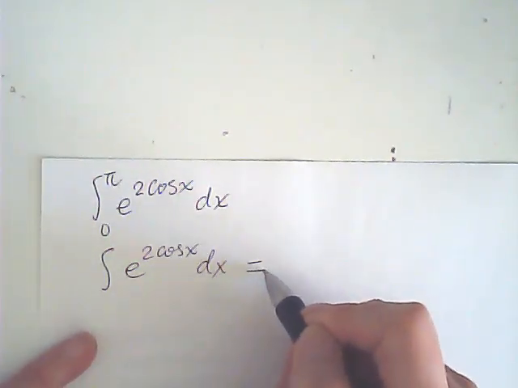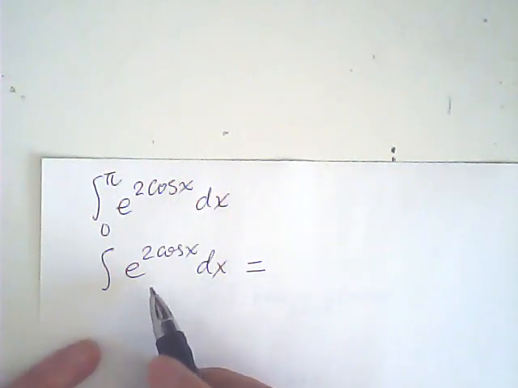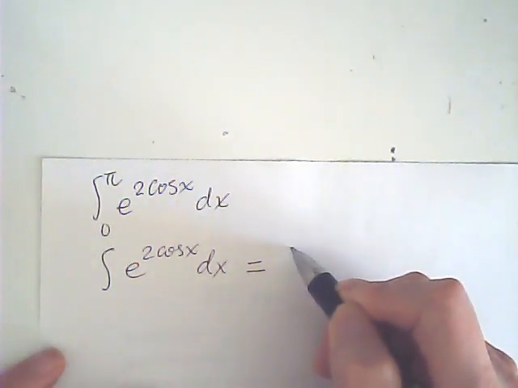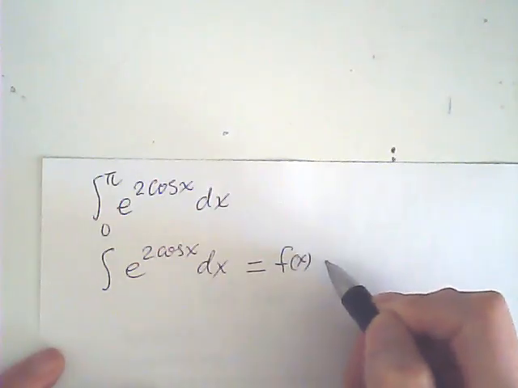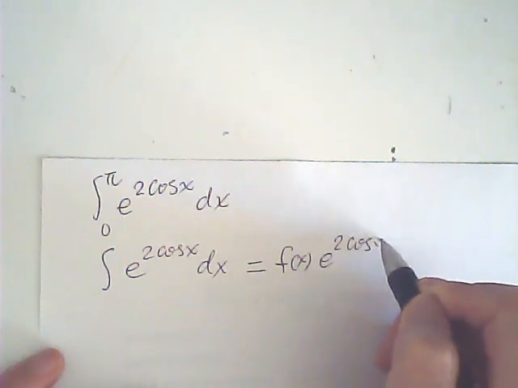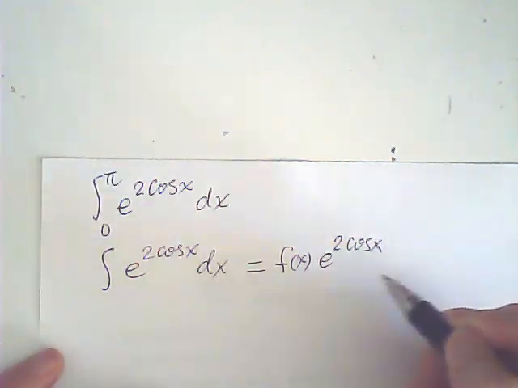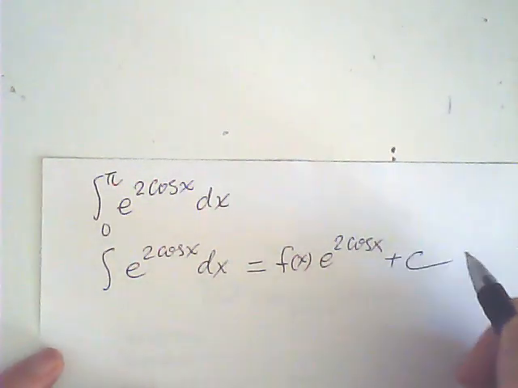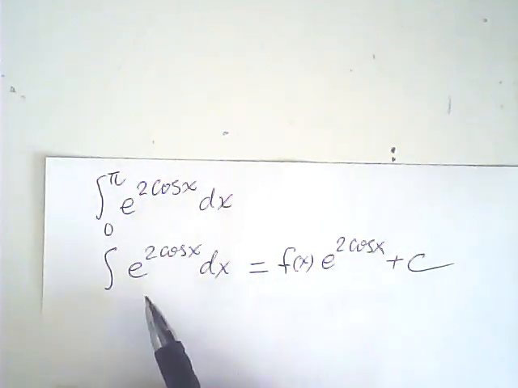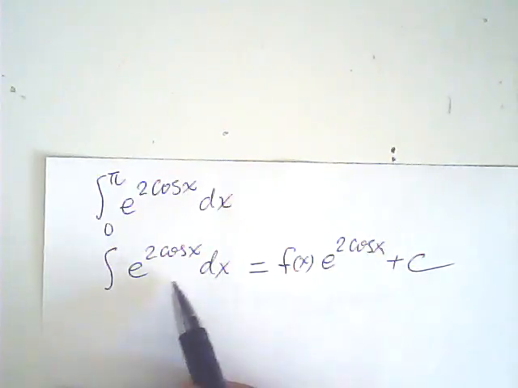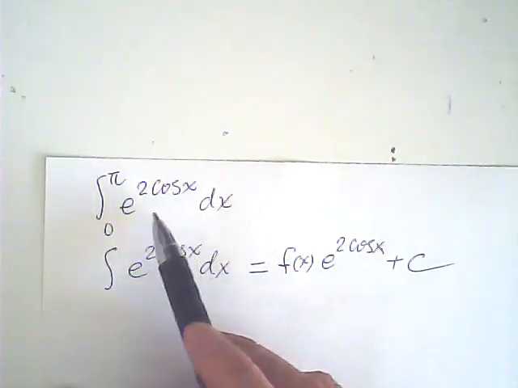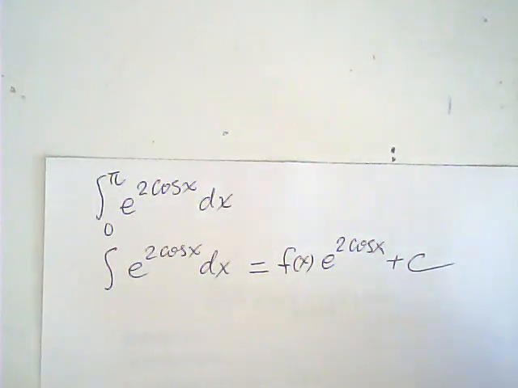So this one, because the integrand function is exponential, it must be an exponential function multiplied by another function, say f of x. If I can find f of x, I find the antiderivative of e to the 2 cosine x, then I can finish this integral.